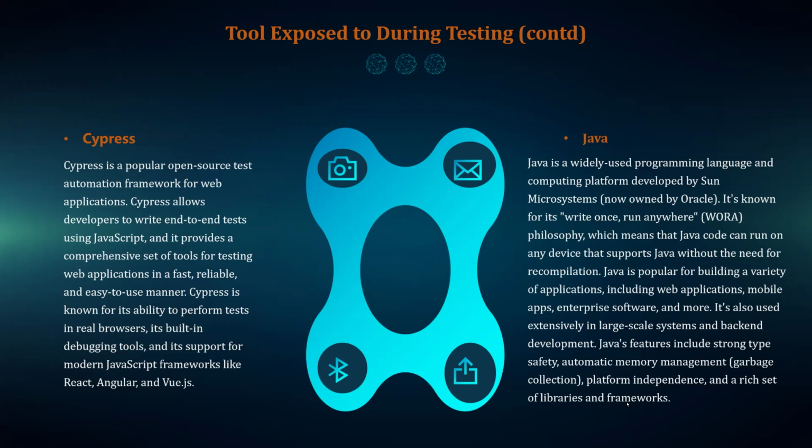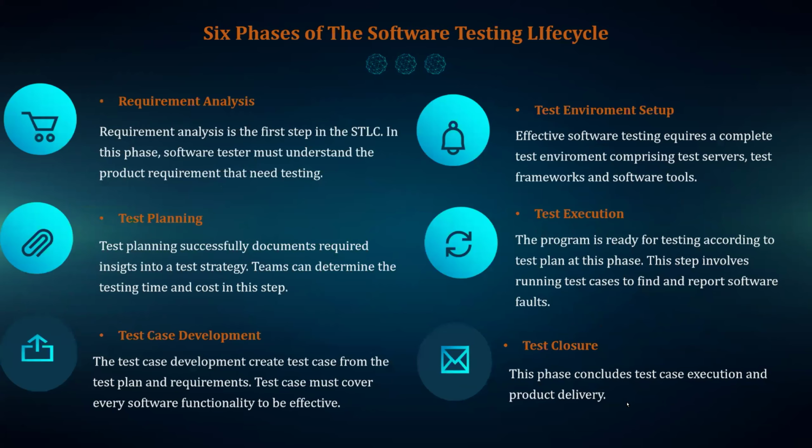Java is a widely used programming language and computing platform developed by Sun Microsystems, now owned by Oracle. It's known for its write once, run anywhere philosophy, which means that Java code can run on any device that supports Java without the need for recompilation.